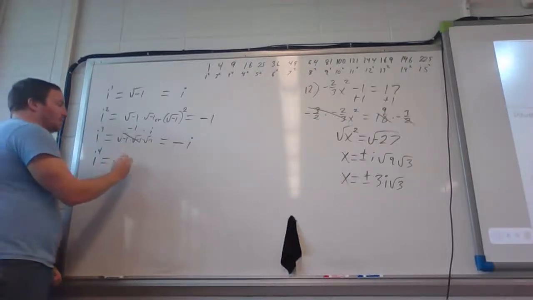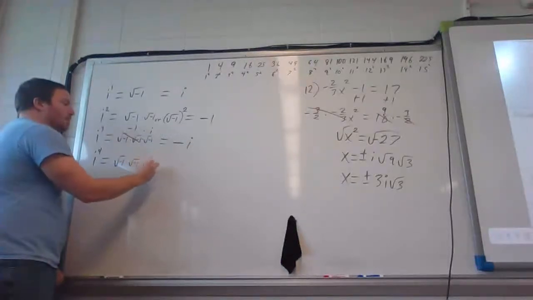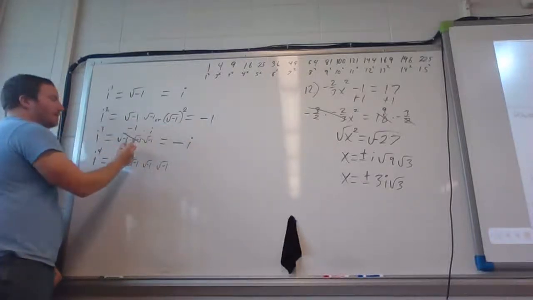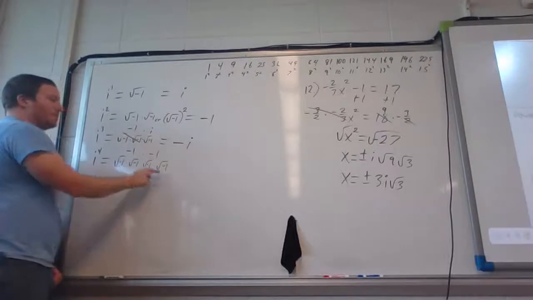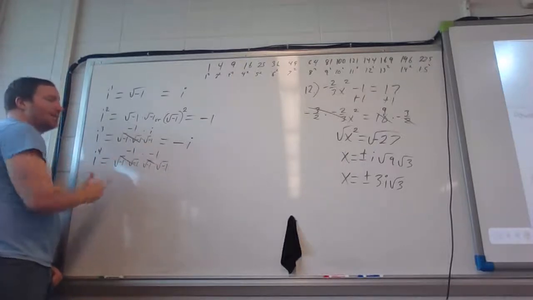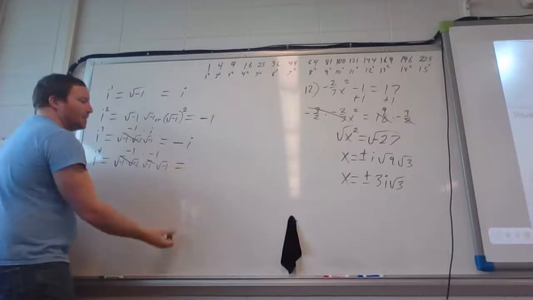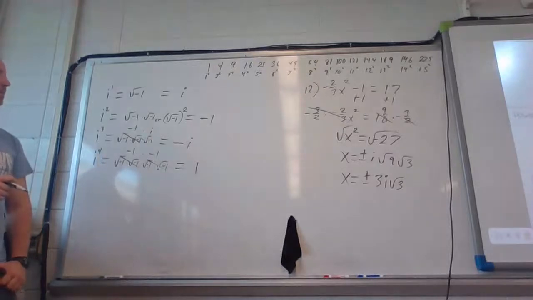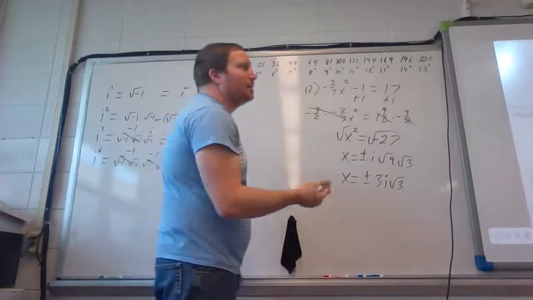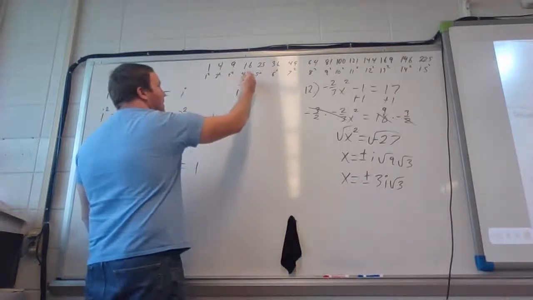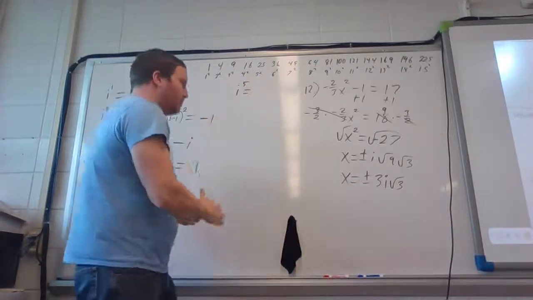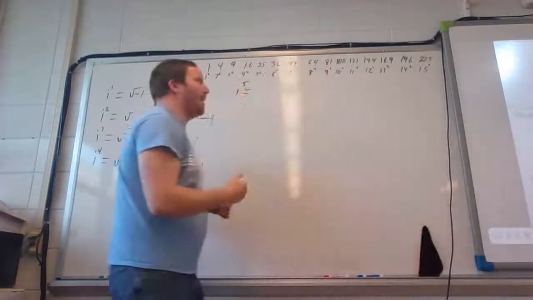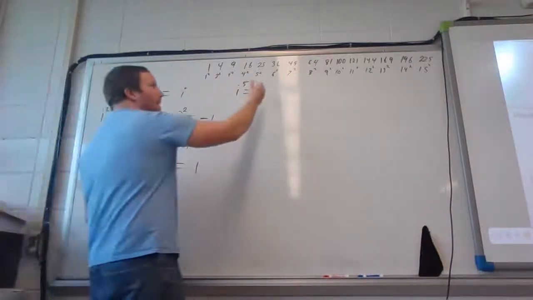i to the fourth power would again be square root of negative 1 times square root of negative 1, square root of negative 1, square root of negative 1. We know that 2 of them is equivalent to negative 1. So we have 2 sets. So we have negative 1 times negative 1, which gets us 1. Okay. So then let's continue on with our powers. We have i to the fifth power. So now we have 5 square roots of negative 1.